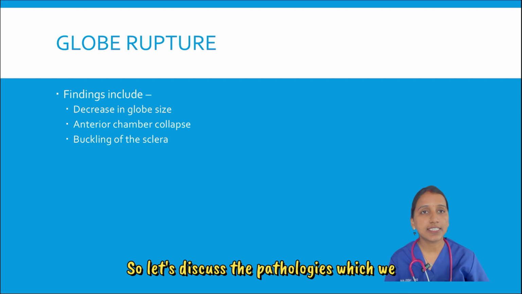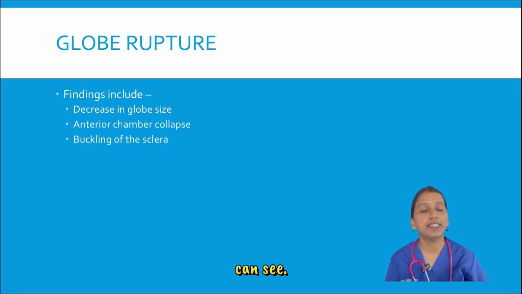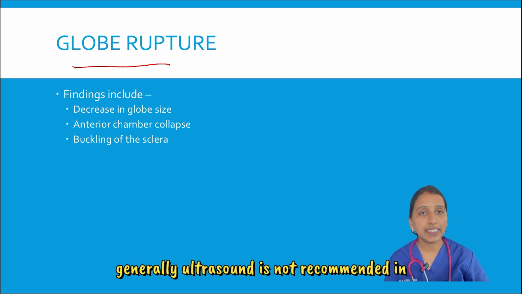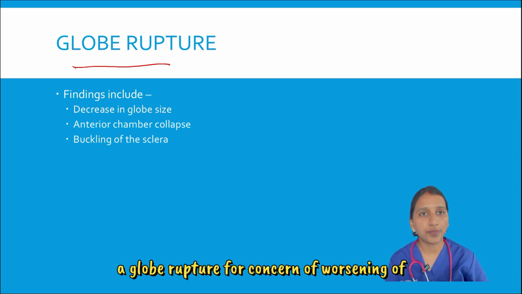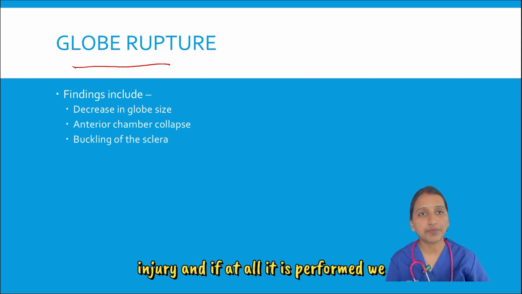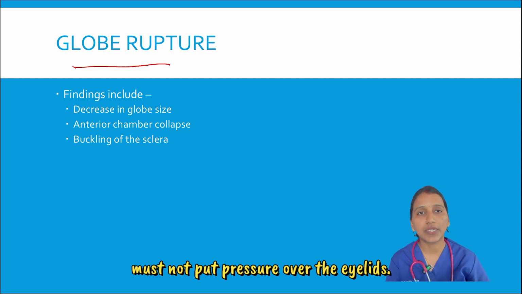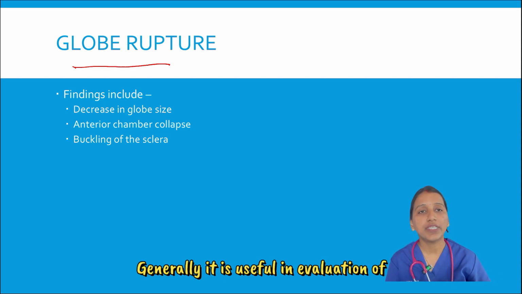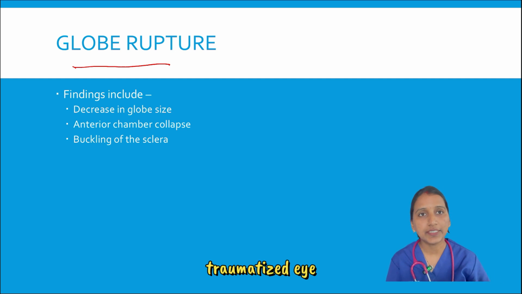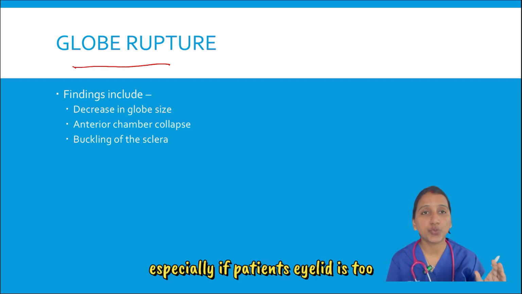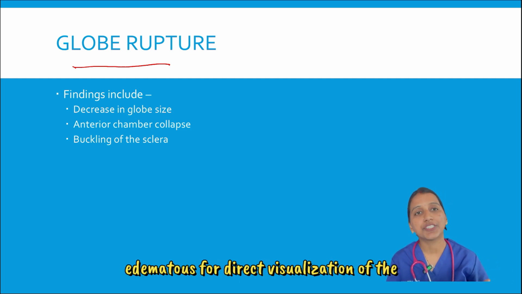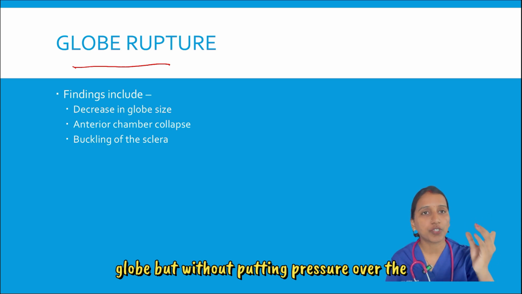So let's discuss the pathologies which we can see using an ocular ultrasound. Coming to globe rupture, generally ultrasound is not recommended in a globe rupture for concern of worsening of injury, and if at all it is performed, we must not put pressure over the eyelids. Generally it is useful in evaluation of the traumatized eye, especially if the patient's eyelid is too edematous, for direct visualization of the globe but without putting pressure over the eyelid.